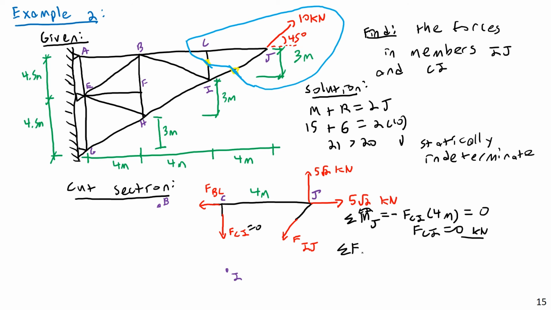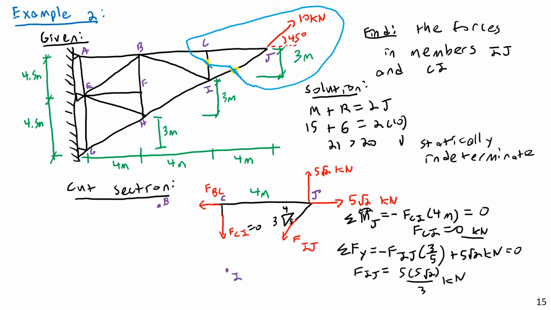Then I can do a summation of forces in the vertical direction. And I would get, let's see, well, this is not going to generate any force. And I would have negative FIJ. And to get its component, realize this is a 3, 4, 5 triangle. 3 in the vertical, 4 in the horizontal, and 5 in the diagonal. So I just need to multiply by 3 over 5 to get the vertical component. And then the other vertical force is the 5 root 2 kilonewtons. And this equals 0. And so FIJ then is going to be equal to 5 times 5 root 2 divided by 3 kilonewtons. If I mathed that correctly, that does sound good. That does seem right. So 10 root 2 over 3 kilonewtons, and that would be our final answer.